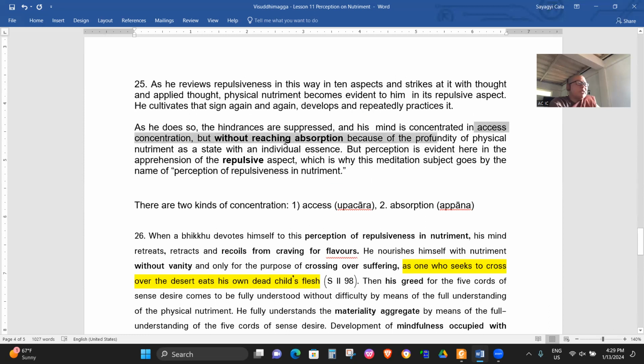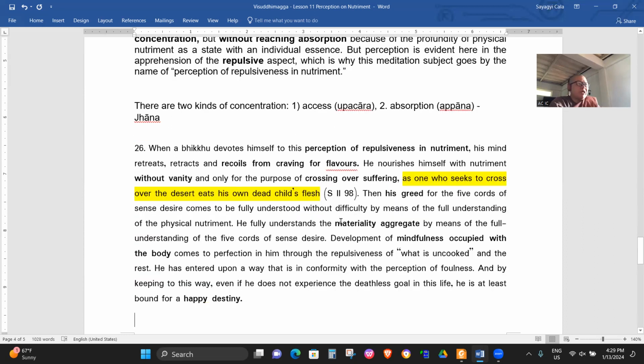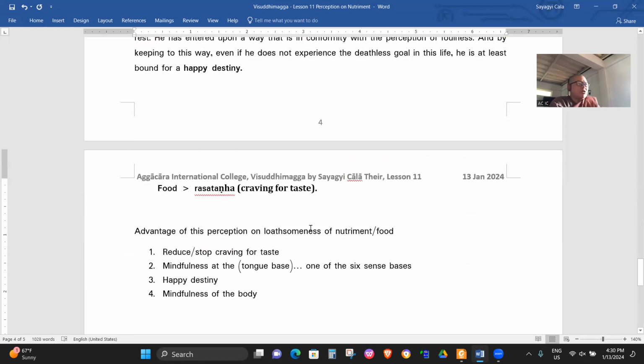That's the main thing. Remember, this cannot give you any jhana, only access concentration. Access means before jhana, before absorption, appana. If you learn Abhidhamma, you will know this is talking about jhana. So access is before the jhana. An advantage is you can reduce your craving for taste, have mindfulness at the tongue base, and a happy destiny after you pass away.